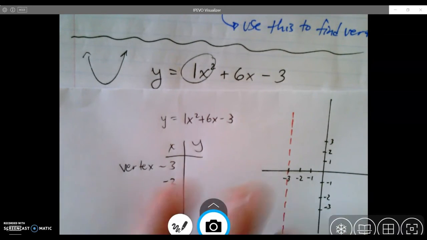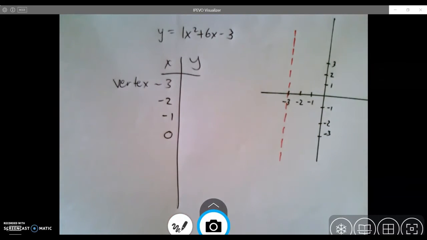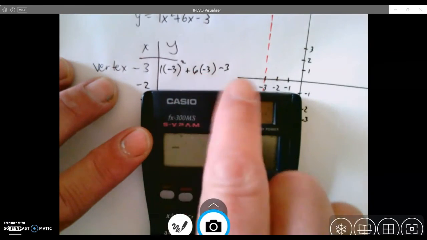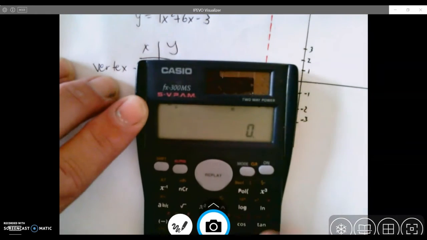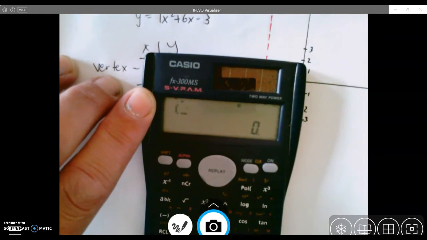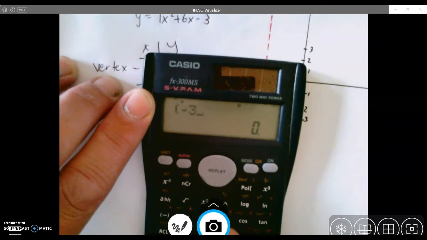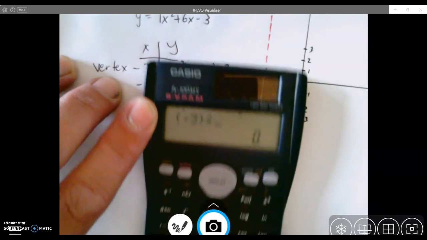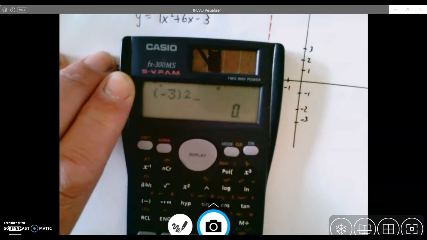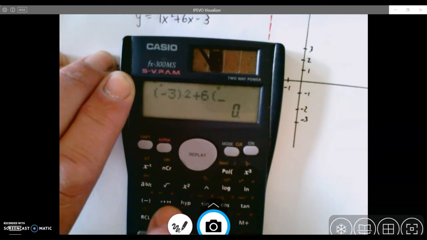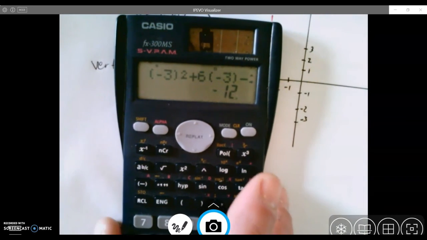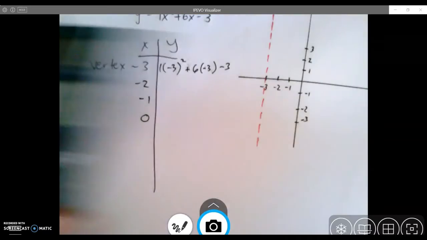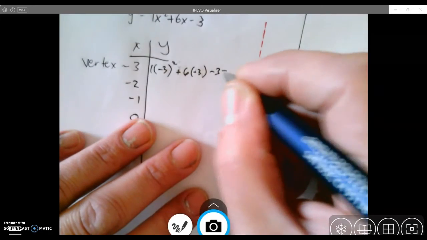So go ahead and take a second. You can use your calculator and try and fill those in. Now, we've got a number of negatives here, and you've got to be very, very careful. The negative 3 squared needs parentheses around it. So that's going to be a negative 3 squared plus 6 times negative 3 minus 3. And we get a negative 12. So we know it's way, way down there. That's good. That tells us negative 12.